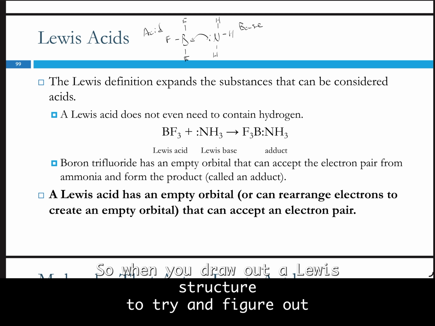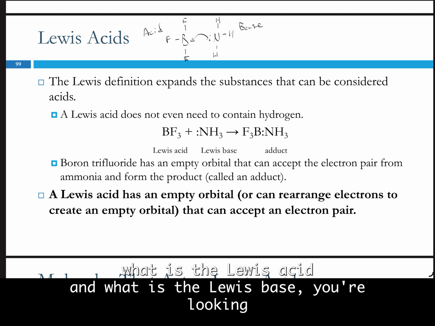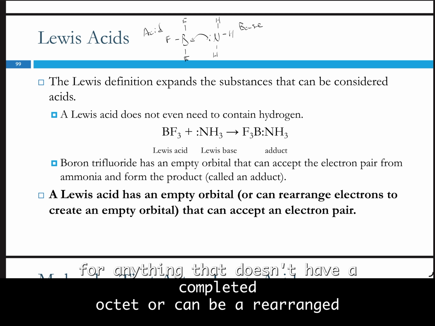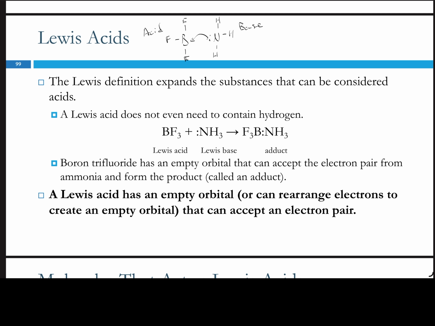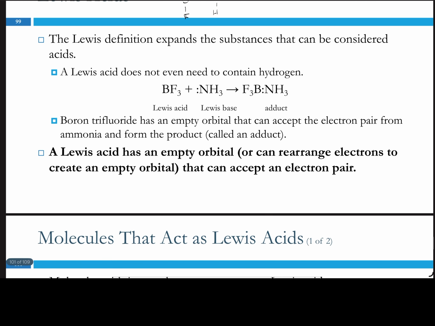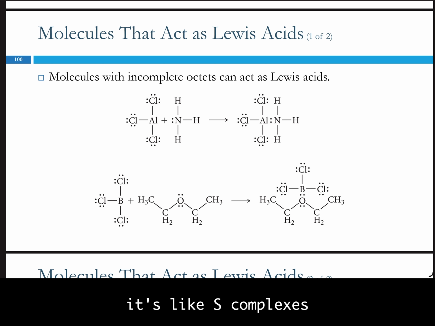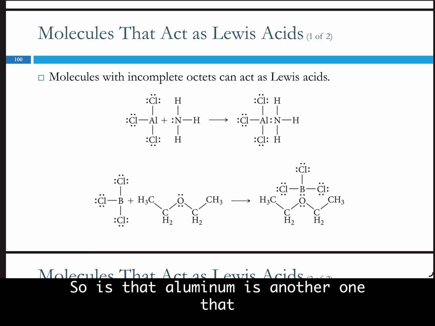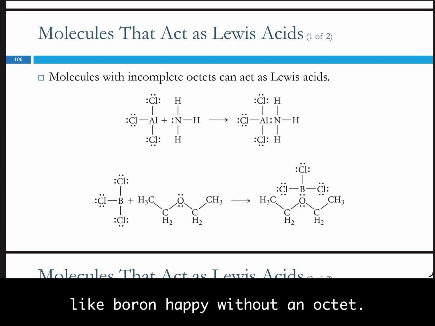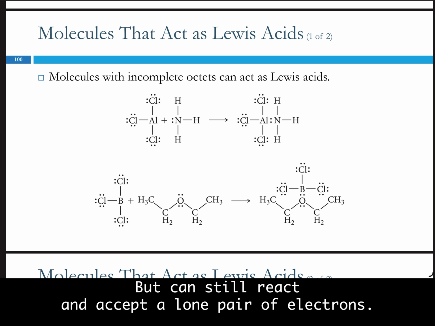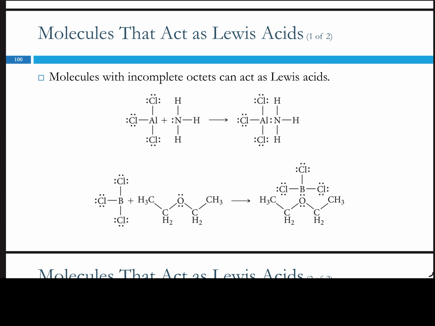So when you draw out a Lewis structure to figure out what is the Lewis acid and what is the Lewis base, you're looking for anything that doesn't have a completed octet or can be rearranged to accept an electron pair. This is where a lot of our complexes come from. I said aluminum is another one that, like boron, is happy without an octet, but can still react and accept a lone pair of electrons.